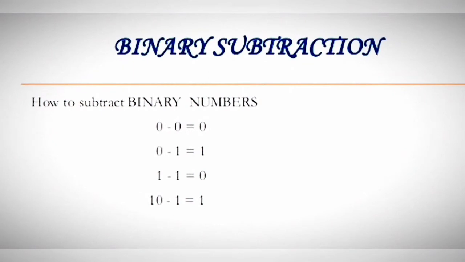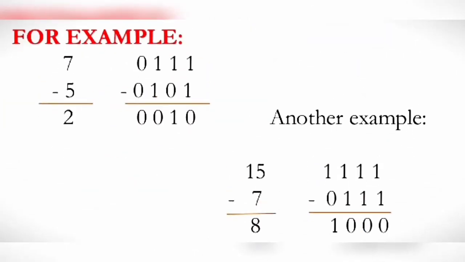And the next one is binary subtraction. How to subtract a binary number? There are certain rules for subtraction of binary numbers. That is 0 minus 0 gives 0. 0 minus 1 gives 1. 1 minus 1 gives 0. 10 minus 1 gives 1. These are the rules of binary subtraction.